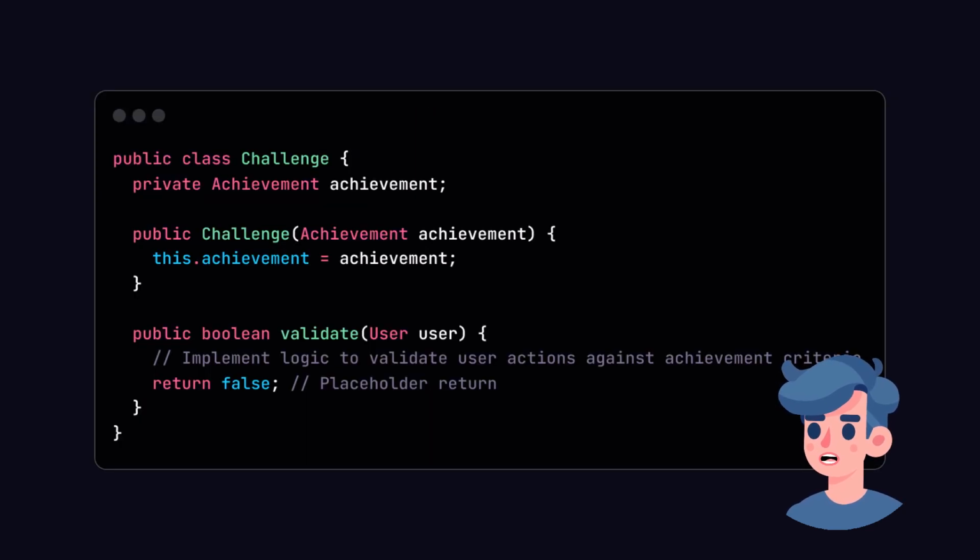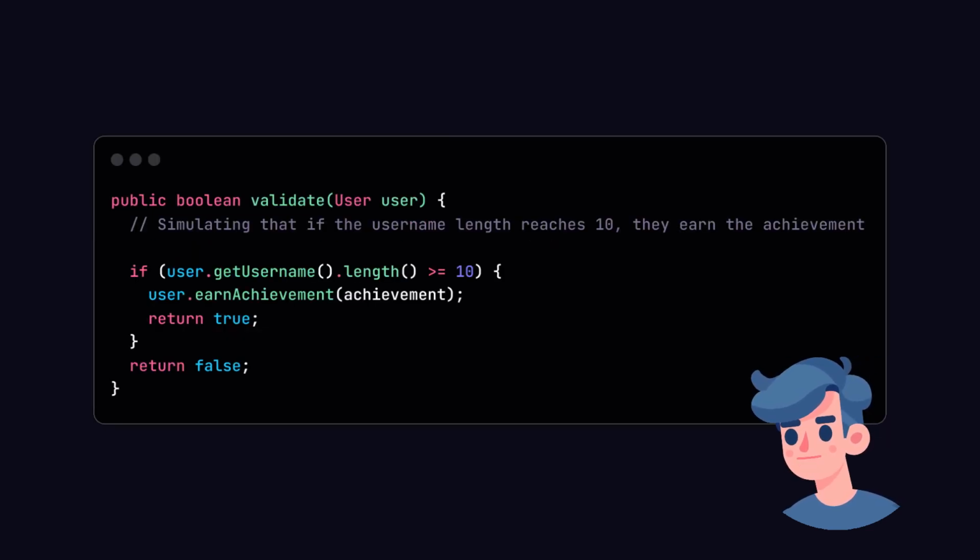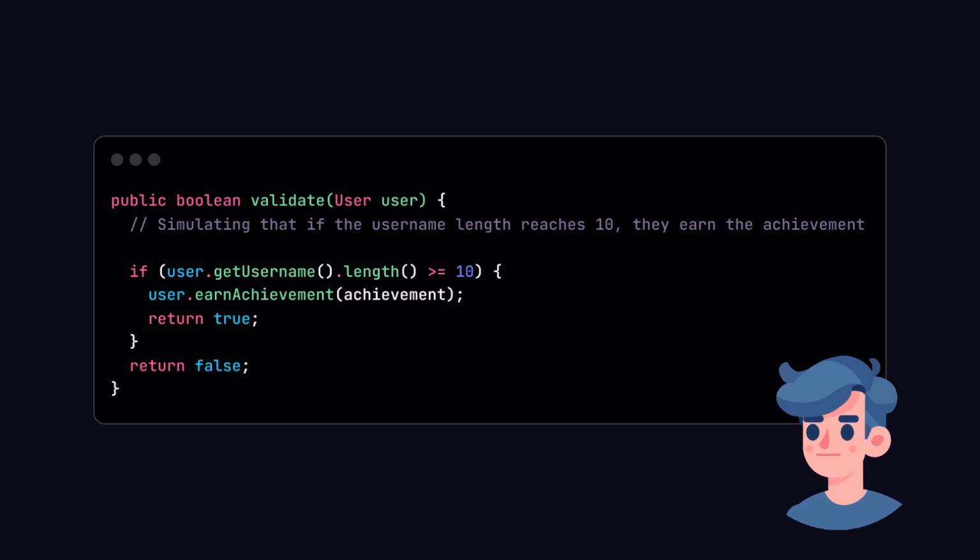Now that we have our main classes set up, we need a way to manage and evaluate if a user has earned new achievements. We can create a challenge class that encapsulates the logic of checking user actions against the criteria defined in the achievements. In the validate method of the challenge class, we will implement the logic to check the user's progress against the achievement's criteria. For this example, we can simulate this with a simple check based on the username.